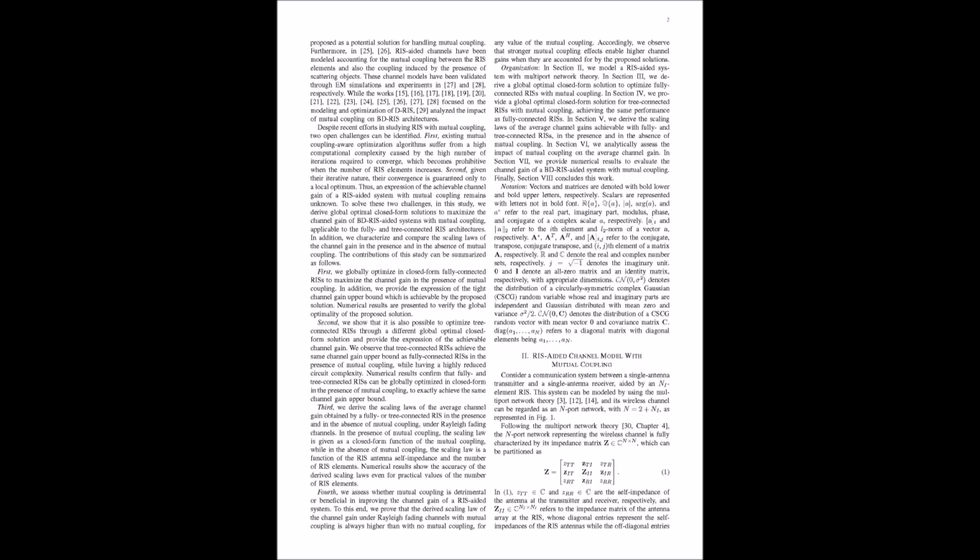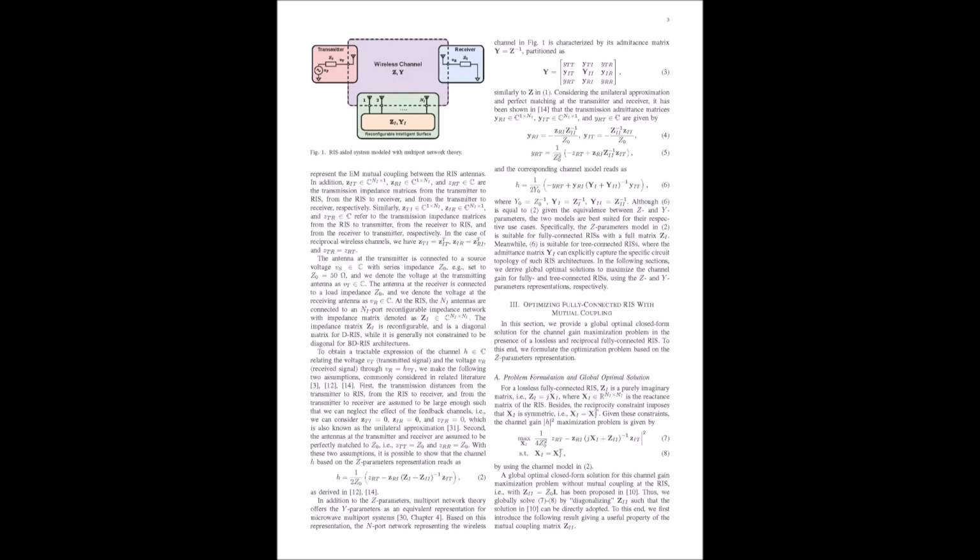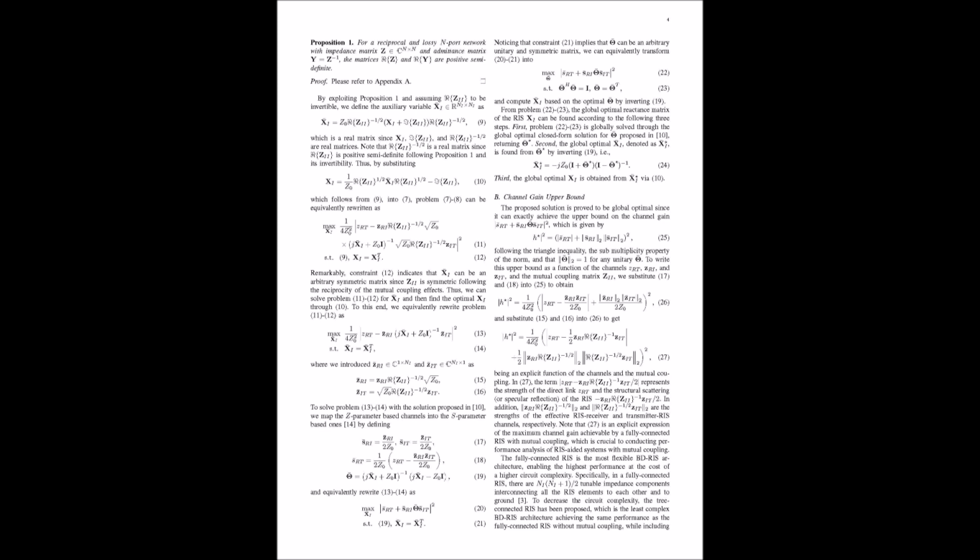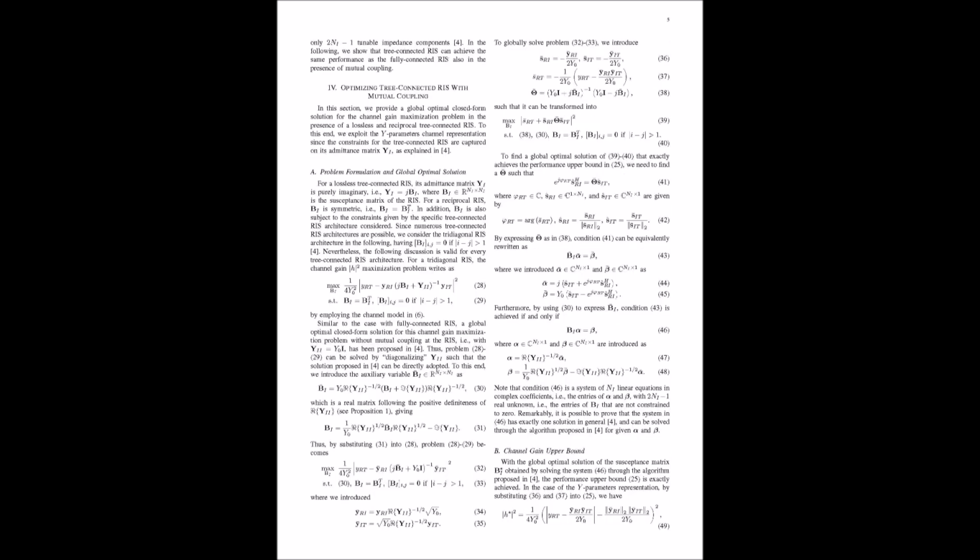But this paper flips that idea on its head. Flipping the script, huh? They're saying that if you understand mutual coupling and account for it properly, it can actually be a good thing. Wow, a secret weapon almost. Exactly. Instead of fighting against it, you can actually harness it to improve the performance of your RIS. That's pretty mind-blowing. So how do they actually do that? How do they make mutual coupling work for them instead of against them?